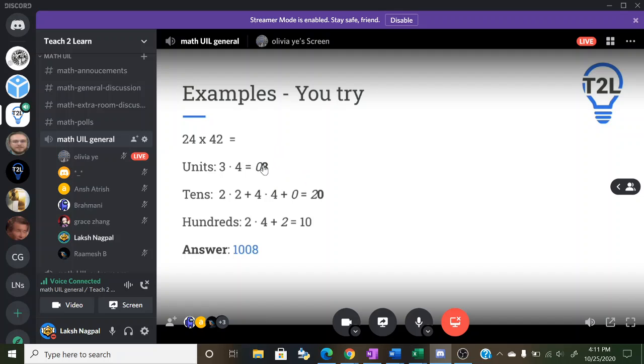So write down the 8 and then do outer plus inner to get 20. You don't have anything to carry over. Then do the hundreds place, so that's 2 times 4 to get 8. But since you had that 2 to carry over, you add that to 8 to get 10. Then combine all those numbers, 10, 0, 8, to get 1008.